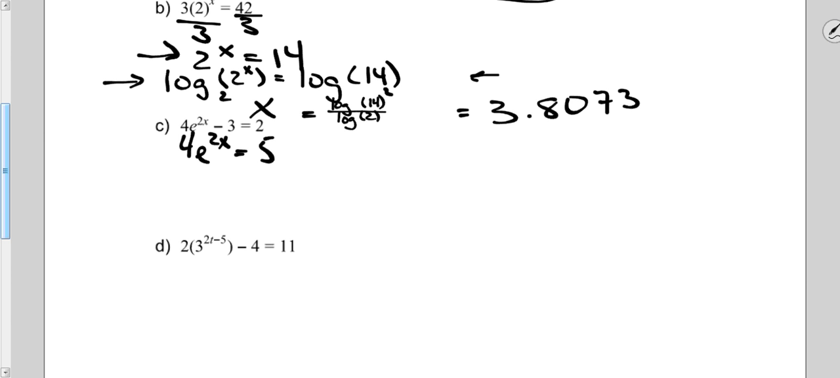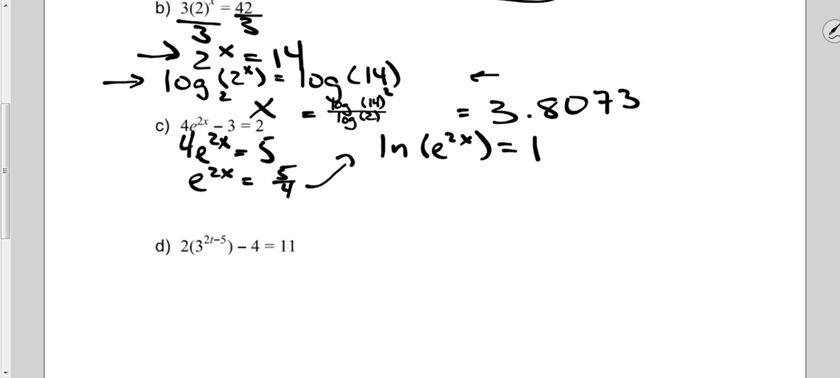Well, what do you think? What did I have to do first up here? Yeah, let's get rid of that coefficient, right? So let's just do that. Divide both sides by 4. On the left, I get e to the 2x equals 5/4. Now, Josh, I take the natural log of both sides, right? So I'm going to do this up here so I don't run out of room again. Natural log of e to the 2x equals the natural log of 5/4.